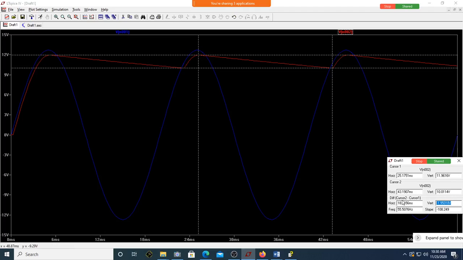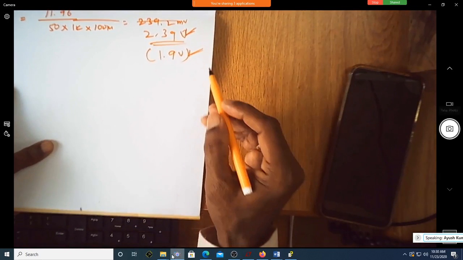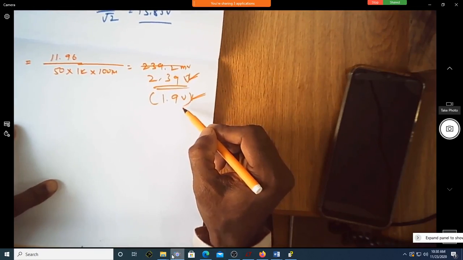But in simulation, how much are you getting? You're getting 1.9 volt. So why do you think there is a difference between the theoretical value and the actual value? There is certainly a difference between the expected value and the actual value.